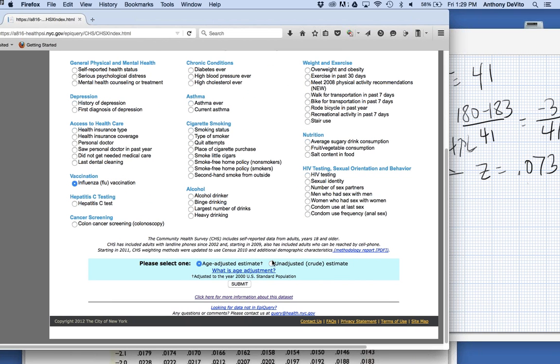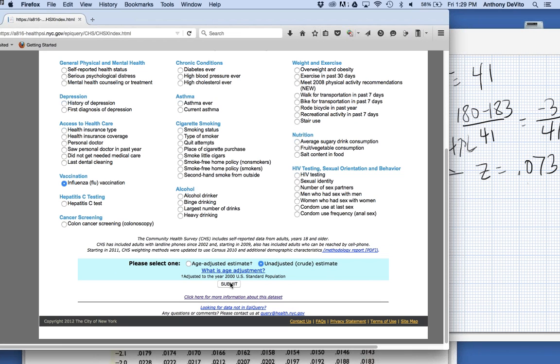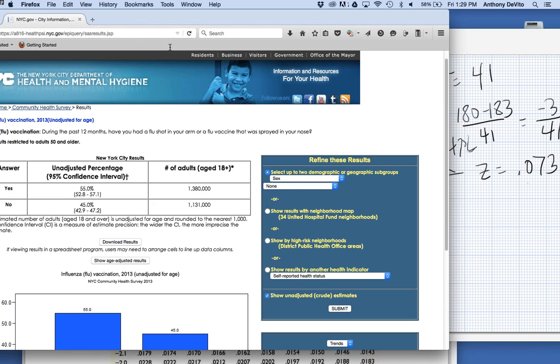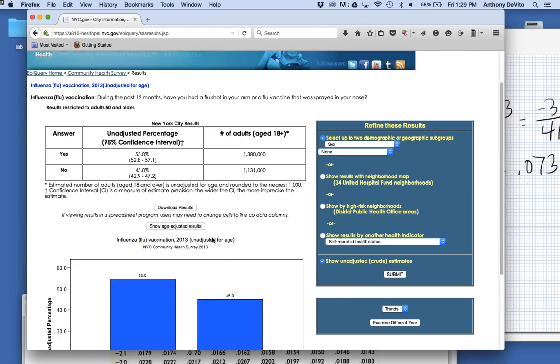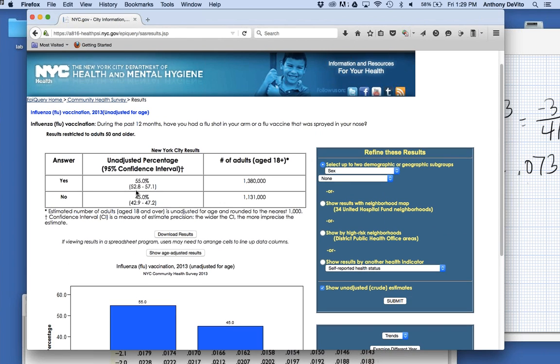For the time being, I'm going to say unadjusted. I want just the raw data. How many people said they got an influenza vaccine? How many people said they didn't? I'm going to submit and see what kind of results we get. And in fact, we get some pretty interesting results. We get some bar charts, which is really nice. Let's take a look at our numbers.